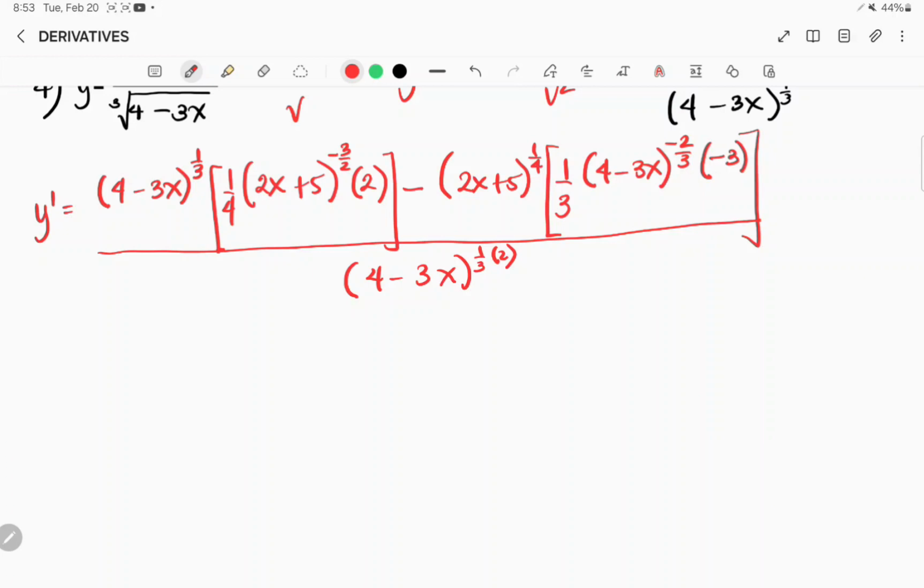We only have two terms. This is the first term and this is the second term. The first term has 1, 2, 3, 4 factors as well as the second term. So we have to simplify this. So y prime is going to be, cancel this, 2 divided by 4 is 2. So that's 2 in the denominator. And then we have to bring this down in the denominator because the exponent is negative. So that's 3 over 2.